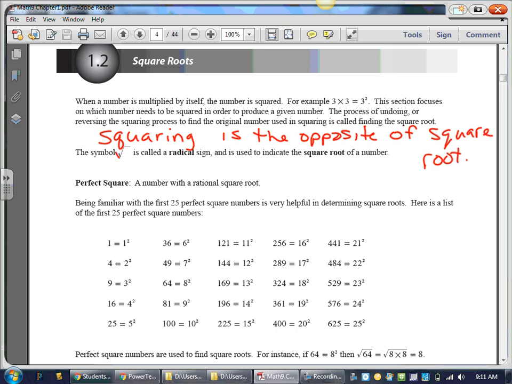So this little sign here, this little, I don't know, call it a divide with a little hoop thing on it, is called the radical sign, and it is used to indicate the square root of a number. Okay, so these perfect squares.